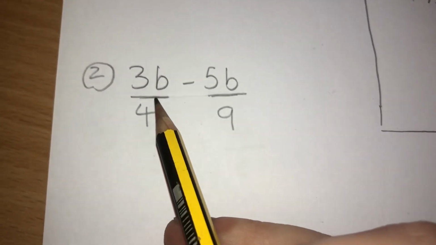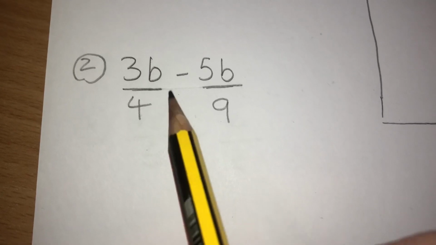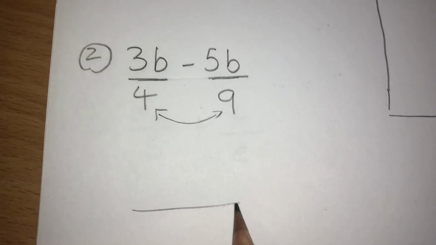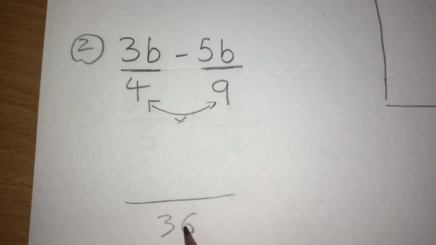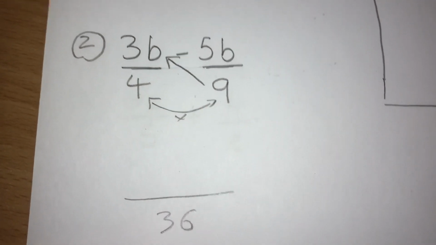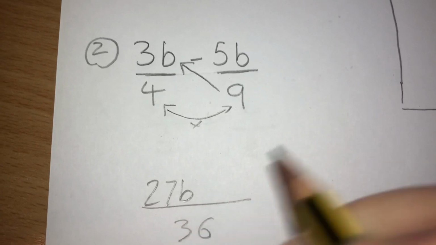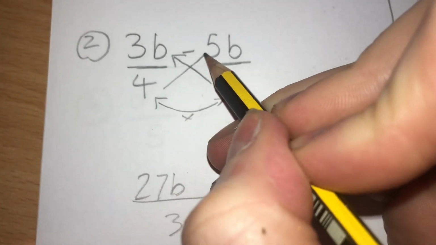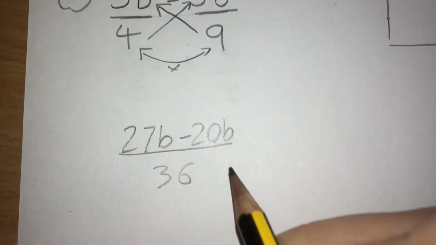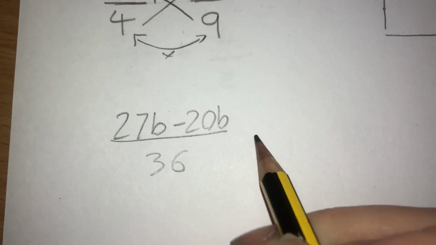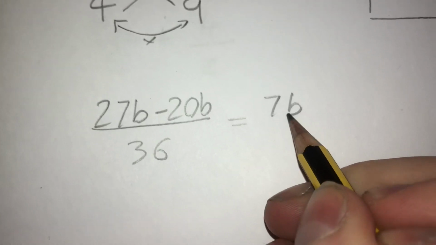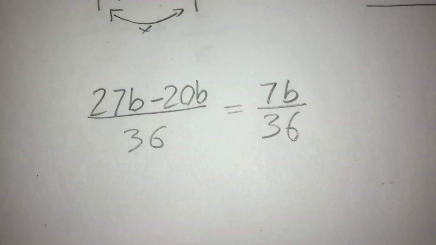Okay, so the next one is a subtraction question, but again the method is pretty much the same. So multiply our denominators. 4 times 9 gives me 36. 9 times 3b gives me 27b. Okay, so bottom left times top right. 4 times minus 5 is minus 20b, and then I simply subtract the numerators because this one was a subtraction question. So 27 take away 20 is 7b over 36, and I can't do anything more with that.